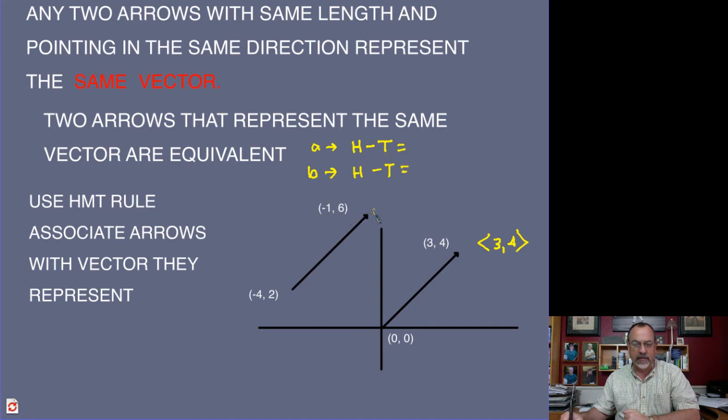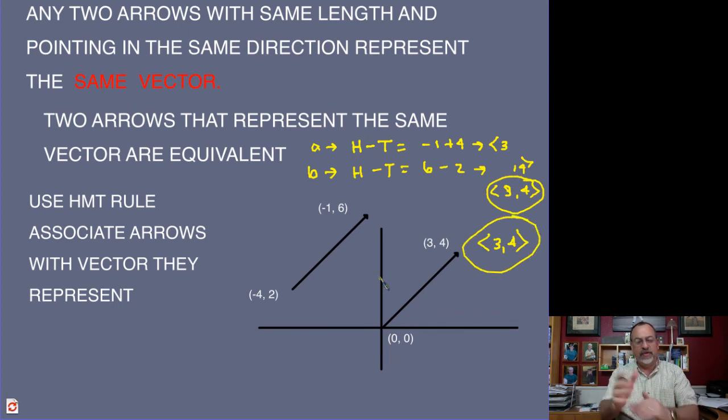Now the question is, is this the same vector? Well, we take the head, and remember that's the arrow, so we have negative 1 minus negative 4, which gives me an A component of 3. And I take the B, 6 minus 2, and that gives me a B component of 4. So the component form of this vector is also 3, 4. So this arrow is pointing in the exact same direction as this one. And the length of this arrow, as you'll find out later when we talk about the magnitude, is the exact same length as well. So if I have the same components, it doesn't matter where that arrow is in the coordinate plane, we are talking about the same vector.